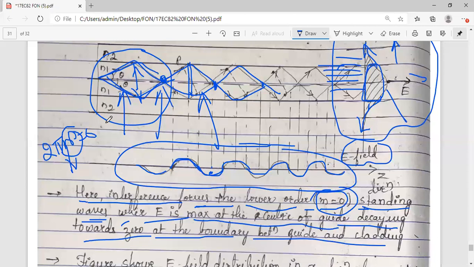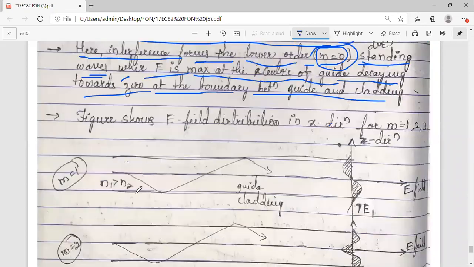So m is equal to 1 means what? You should have one time reflection, right? So one time reflection, let me show you here. See, this is one time reflection happening. If this is the case with m is equal to 1, this is your x direction, the field will be, you will get two maximums here. You can see the structure. So you get two of these waves.